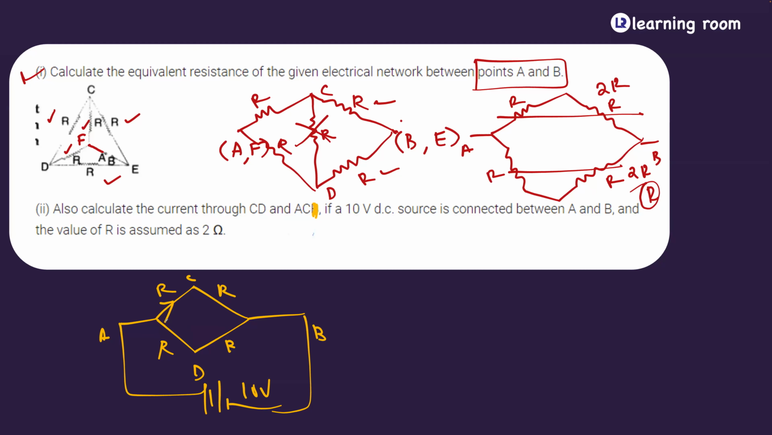So what is the equivalent resistance? 2. So what is the total current supplied by the battery? I is equal to V by R, 10 by 2. How much is it? 5 ampere. So 5 ampere is going here. Out of this 5, it is getting split across these two. Since they both are of equal resistance, 2.5. So it will be 2.5 ampere in both. Simple. Are you guys able to apply the logic?